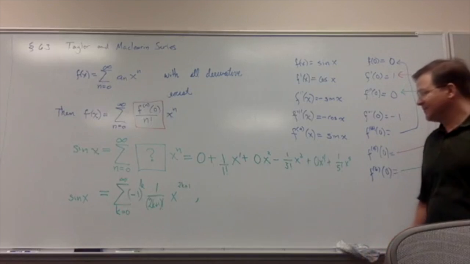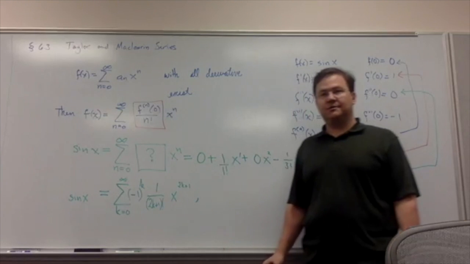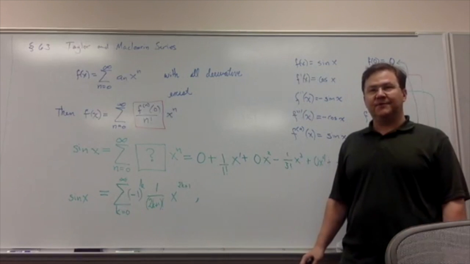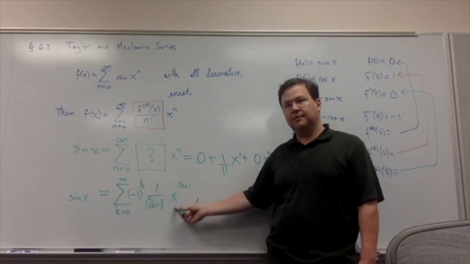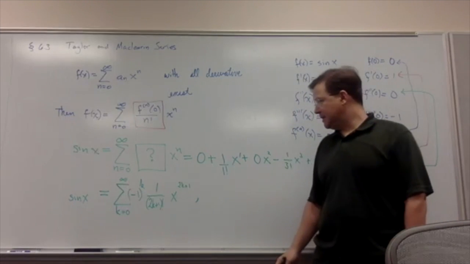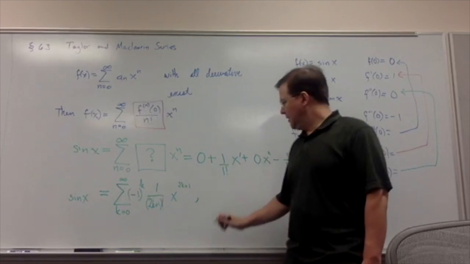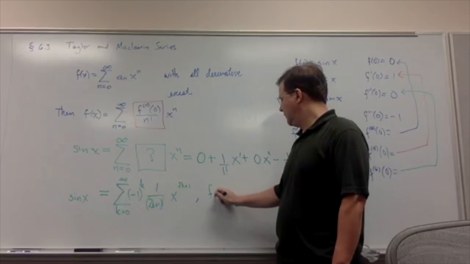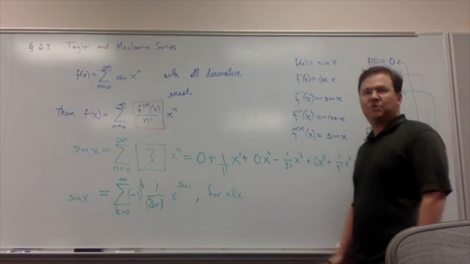Also, like e to the x, I'd like to know where this converges. You'll be using the ratio test here as well. But the nice thing is that because of that factorial, something similar is going to happen, and it turns out it converges for all x.